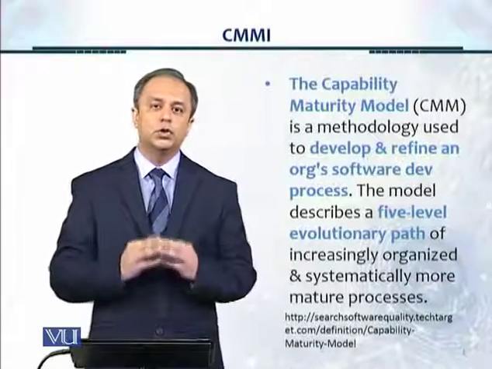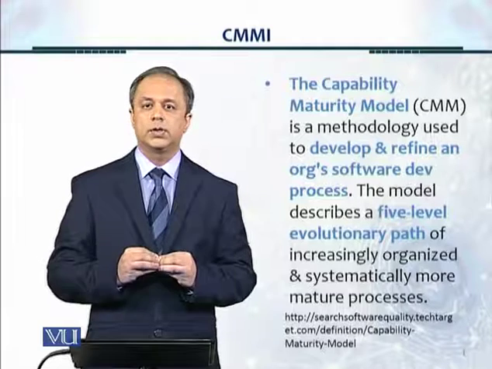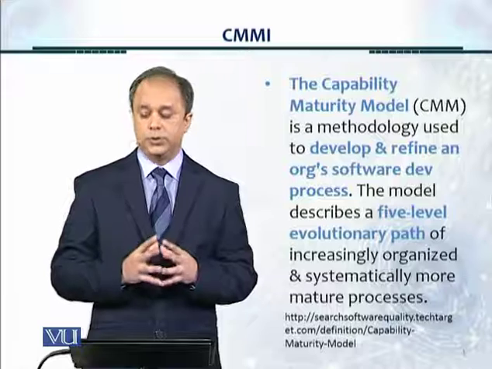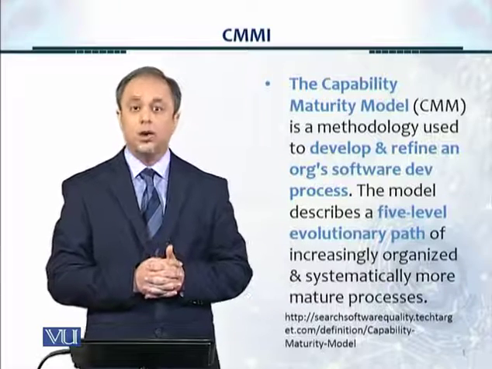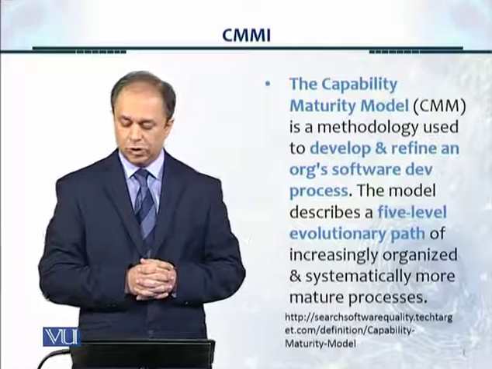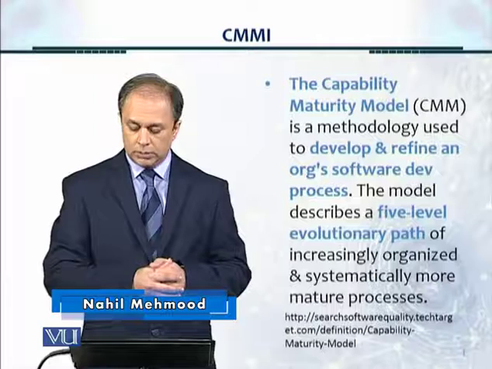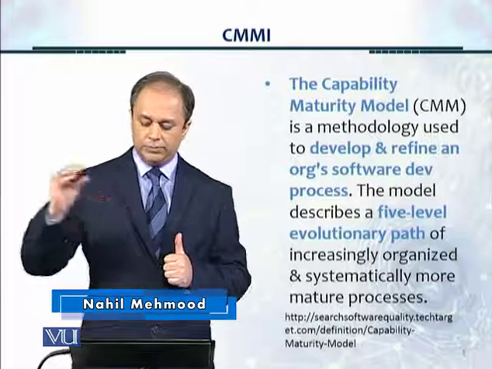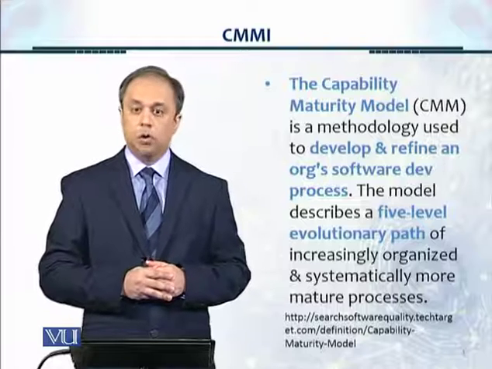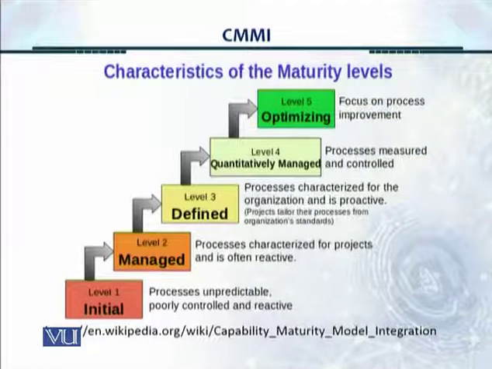Welcome. In this module, we'll talk about CMMI. And since we're talking about standards and frameworks, CMMI is one of the major frameworks that is used in the software industry especially. So Capability Maturity Model, CMM, is a methodology used to develop and refine an organization's software development process primarily. The model describes a 5-level evolutionary path of increasingly organized and systematically more mature processes. And these are the 5 steps or characteristics of the maturity levels.